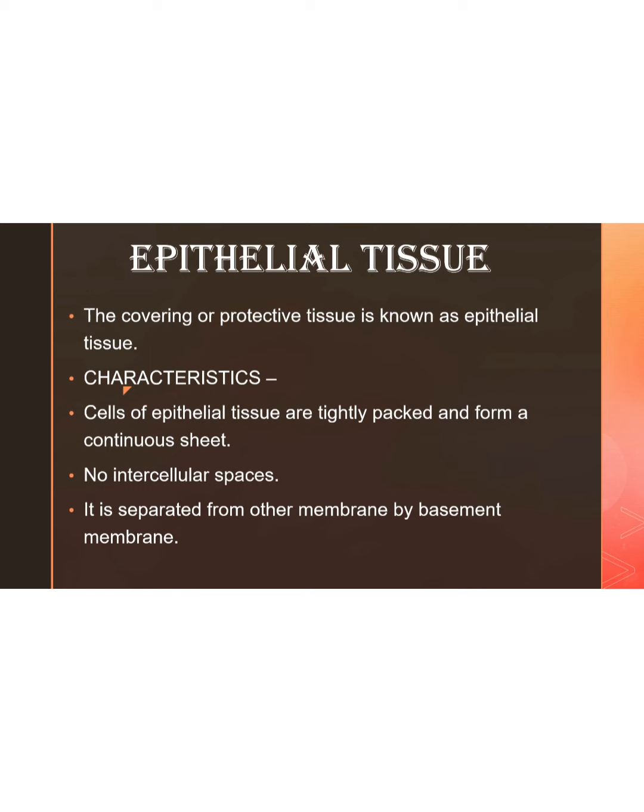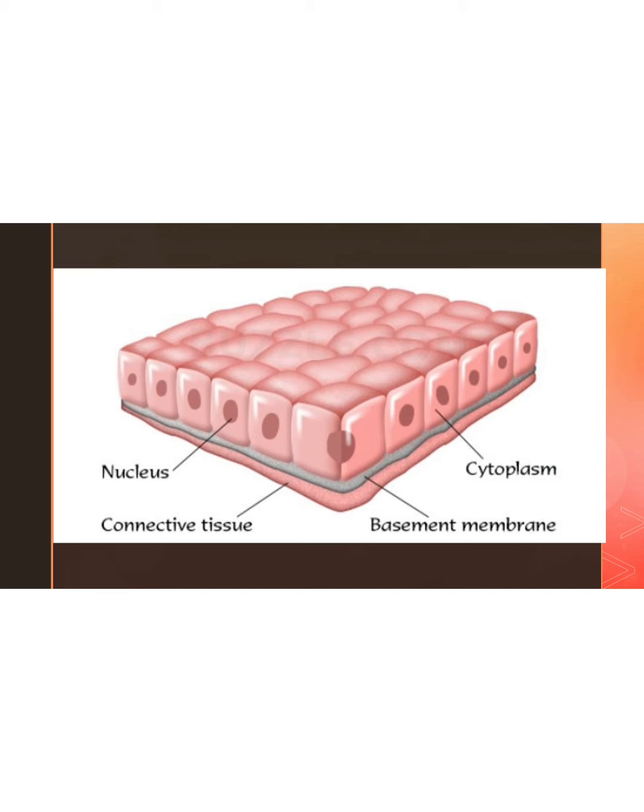So this is the tissue which acts as a covering or protective tissue for our body, and it is present all over the covering of our body. The basic characteristic feature is that the cells of epithelial tissue are tightly packed and continuous. As they're tightly packed, there will not be any intercellular spaces. And always remember that epithelial tissue is separated from other membranes with the help of a membrane known as the basement membrane.